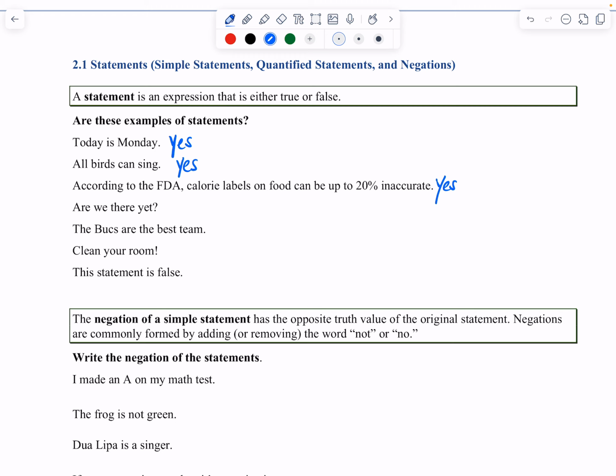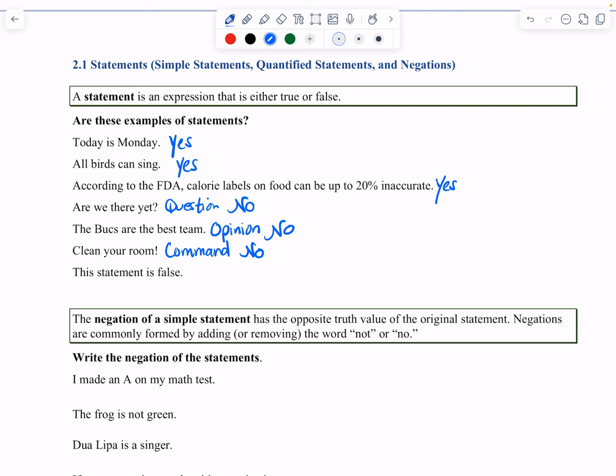Are we there yet? It is a question. So questions are not statements. So the answer to that one is no. The Bucks are the best team. Again, that is an opinion. Opinion cannot be proven to be either true or false, so therefore the answer is no. Clean your room. Well, that is not a statement, it's a command. So the answer is no. That can't be proven to be either true or false.